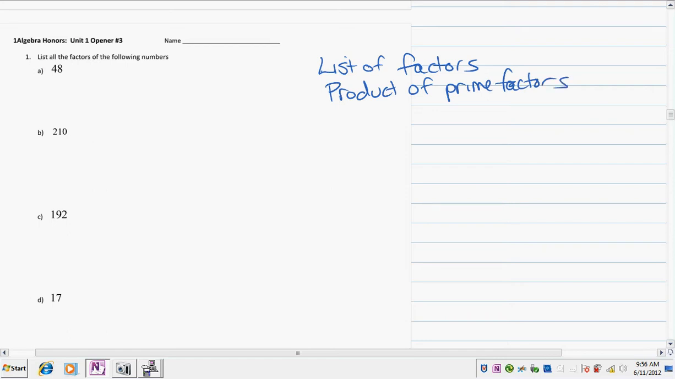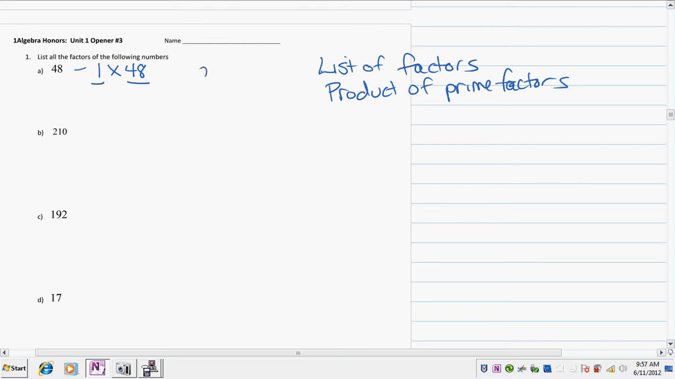So the list of factors are all the whole numbers that multiply with one other number whose product is the number we're seeking. So for example, 48, well, I know 1 times 48 is 48, so I know 1 and 48 are both factors.